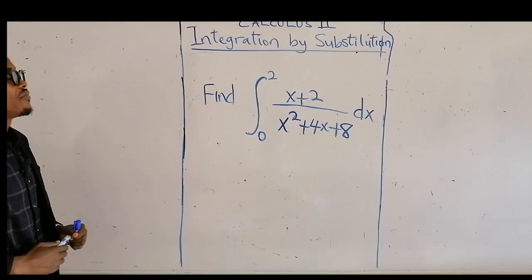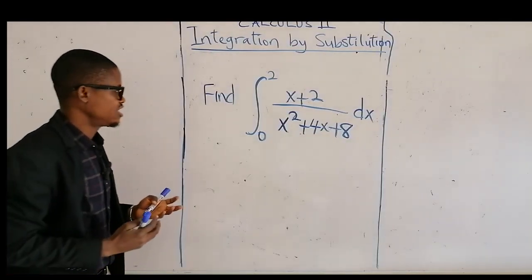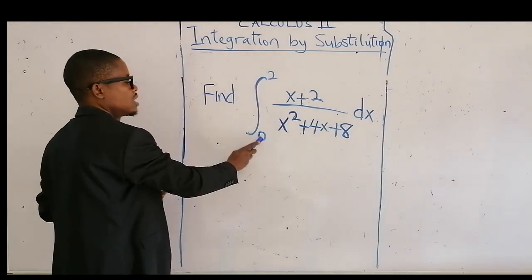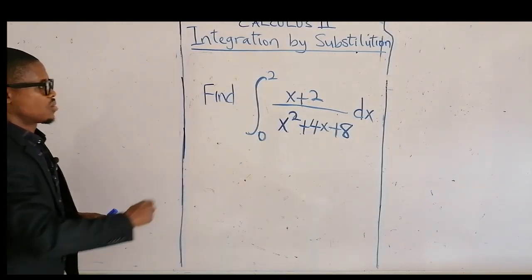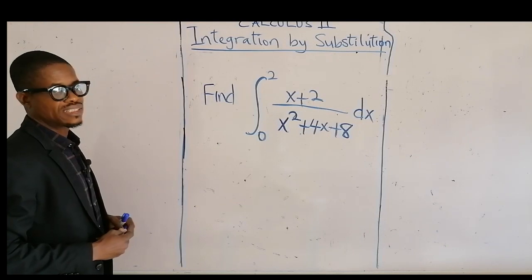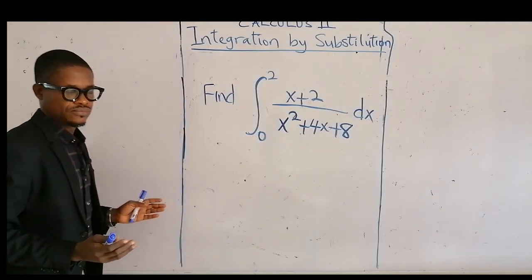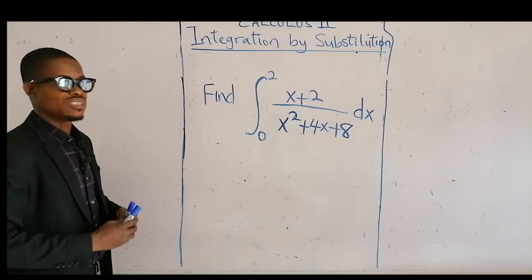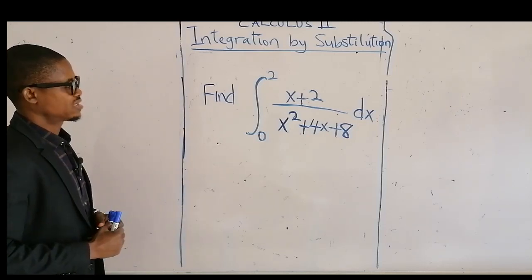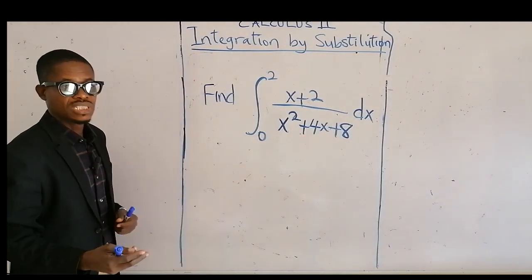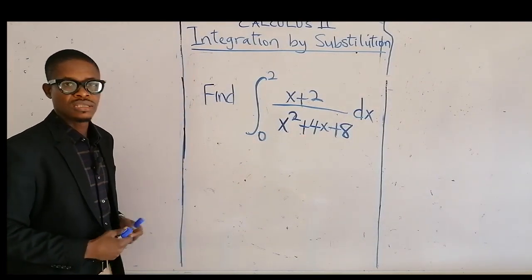Integral question, and this is a definite integral whereby we have the upper boundary as 2 and the lower boundary as 0. And we have the fraction. In this case, the denominator is quadratic, while the numerator is linear. So what we'll do in this case is to also use a perfect square using the completing the square method.